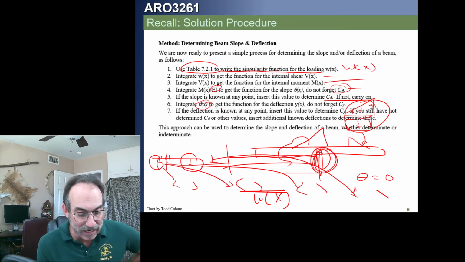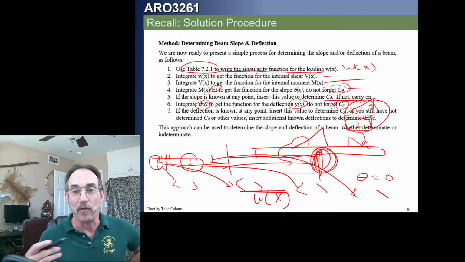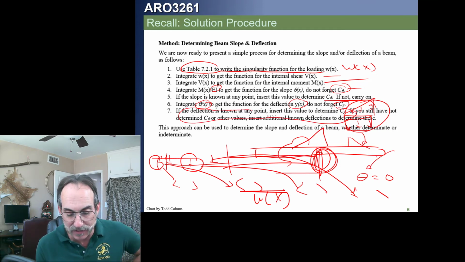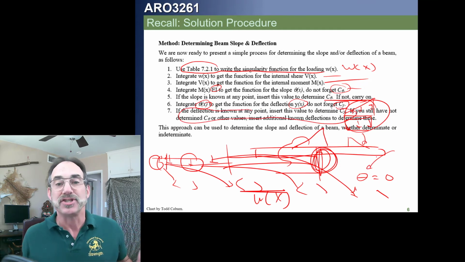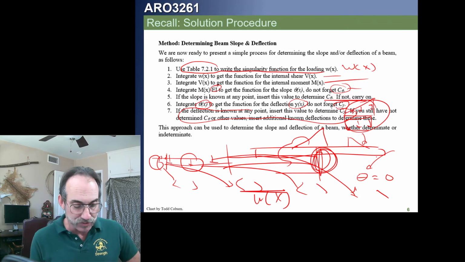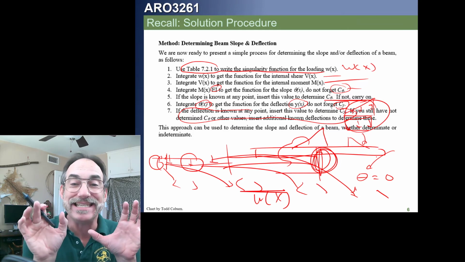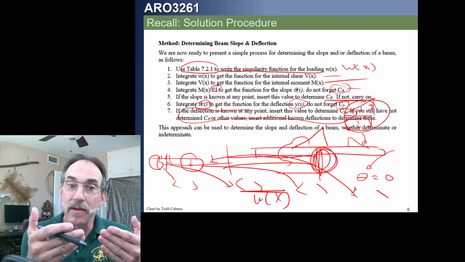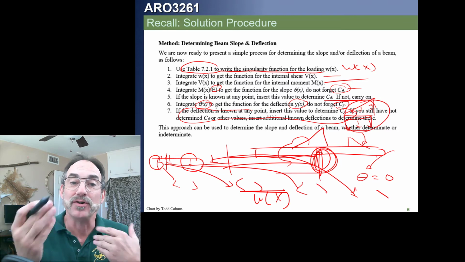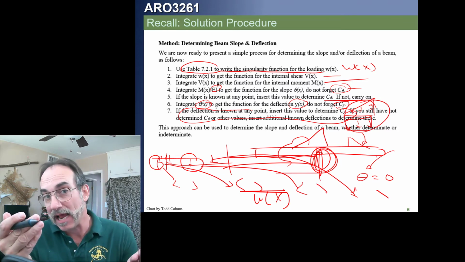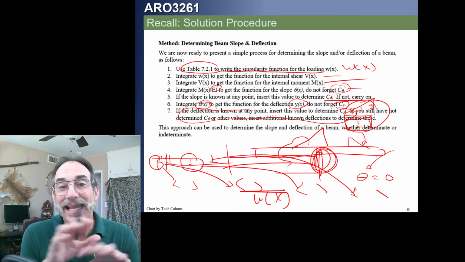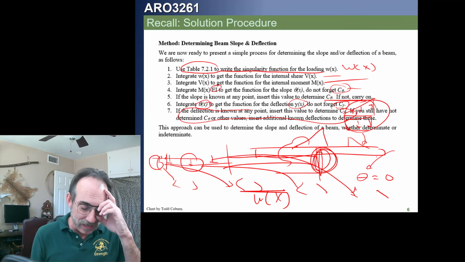Then we will integrate again to get the deflection, and we won't forget our coefficient of integration again. Then we will take any known displacements, plug them in, and solve for any unknowns. Once we've gotten our coefficients of integration, C theta and C y, we then plug those back into our earlier equations where we didn't calculate those before, to understand what any other terms of any other deflection equations are.